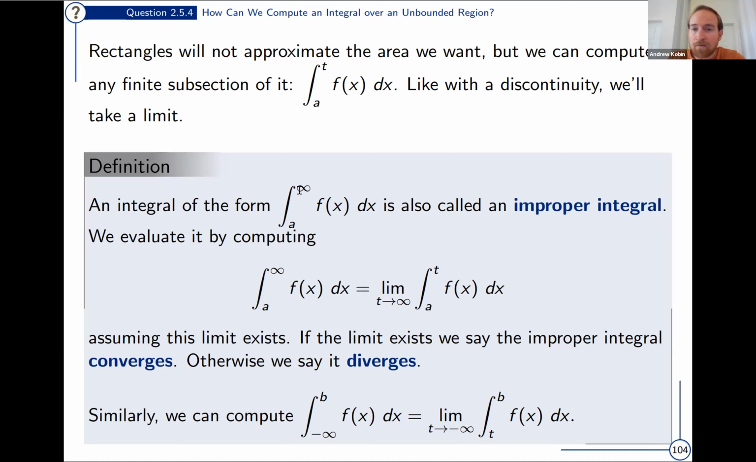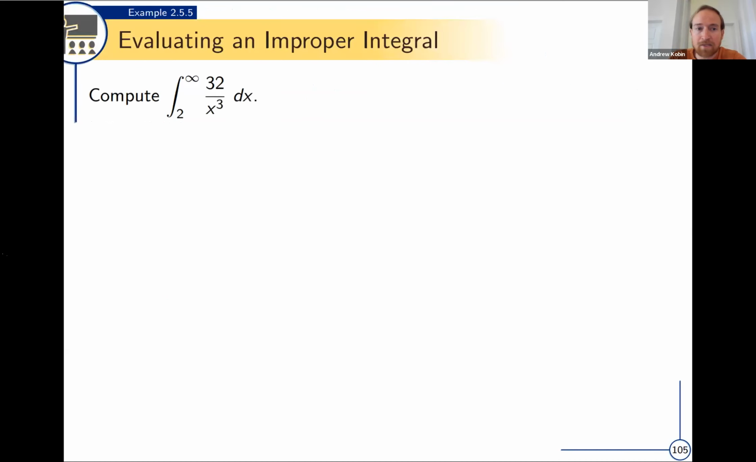Notice that we can go off to positive infinity, moving to the right along the x-axis. We can also go to negative infinity, and here we'll let the lower bound be evaluated as a limit, in this case, as t goes to negative infinity of that definite integral expression.